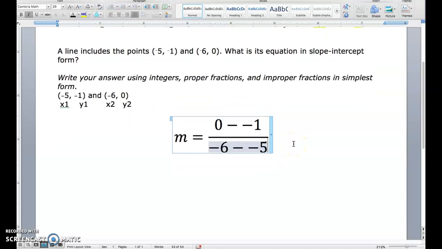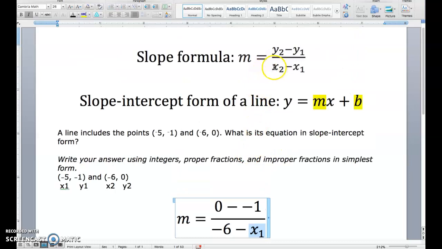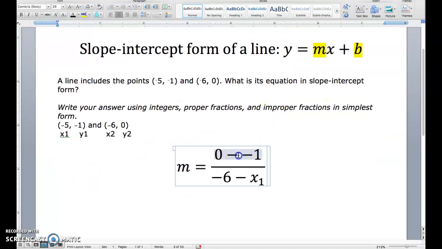Let me back up for just a second and explain something. We know that the slope formula is always x2 minus x1, and the top of that fraction is y2 minus y1. You always want to keep these minus signs right here. Doesn't matter if your y2 or your y1 or your x2 or your x1 is negative. You always keep those subtraction signs. So here's that subtraction sign on the top, and here's that subtraction sign on the bottom. I'm not getting rid of them. I never get rid of them.